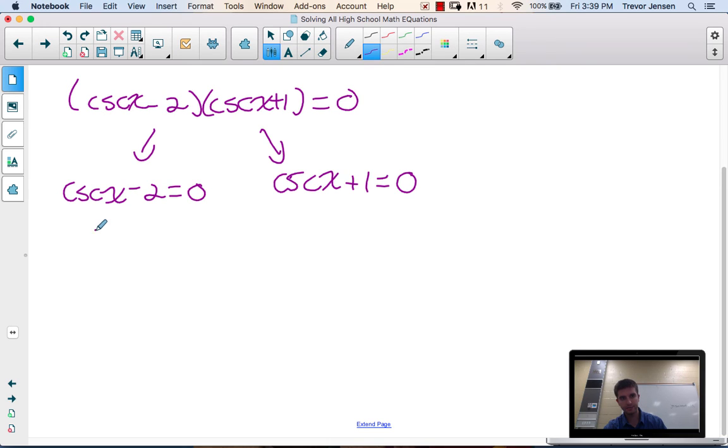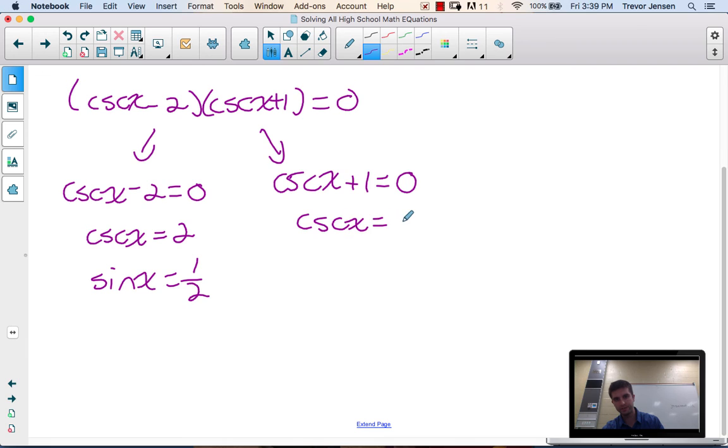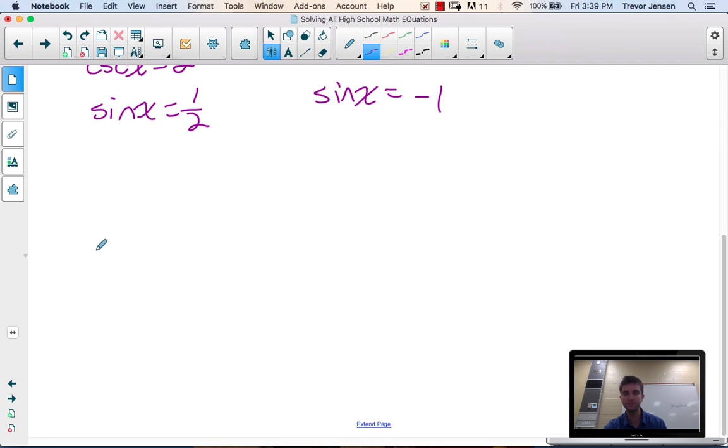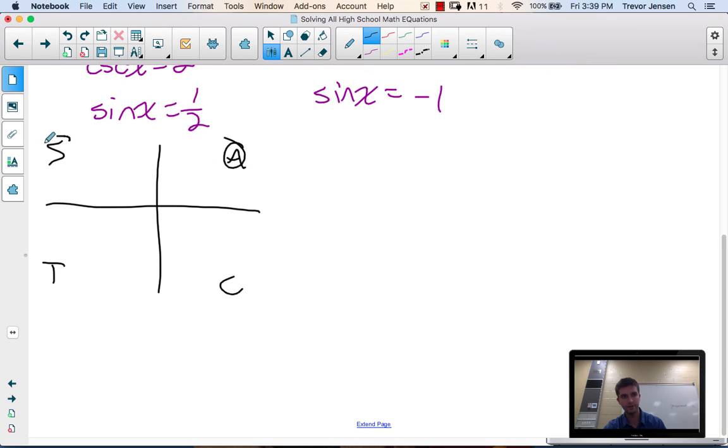So let's move the minus 2 over. And cosecant is the reciprocal of sine, so sine would equal the reciprocal of 2, which is 1 over 2. Over here, cosecant x equals negative 1, which means sine is the reciprocal of negative 1, which is still negative 1. So I just have two equations to solve here. So sine x equals a half. Keep in mind for this one, I will get two answers. Where is sine positive? Sine is positive here and here.